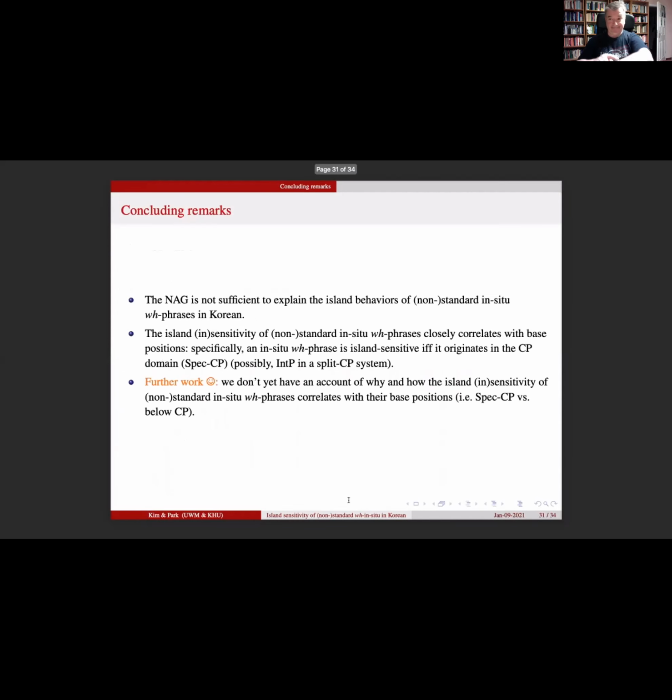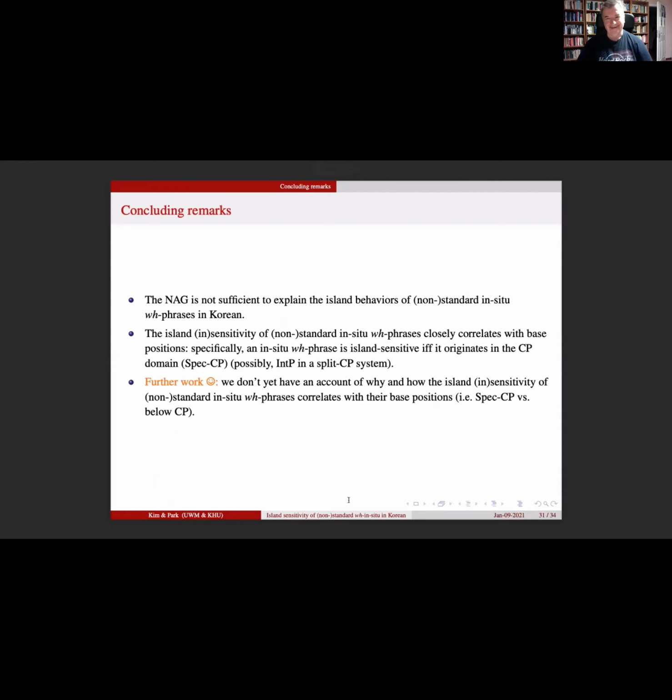Conclusion. In this study, we have shown that the existing analysis is not sufficient to explain the island behaviors of standard and non-standard double-edged items in Korean. And we have proposed that the island sensitivity of standard and non-standard in situ double-edged phrases closely correlates with their base positions.